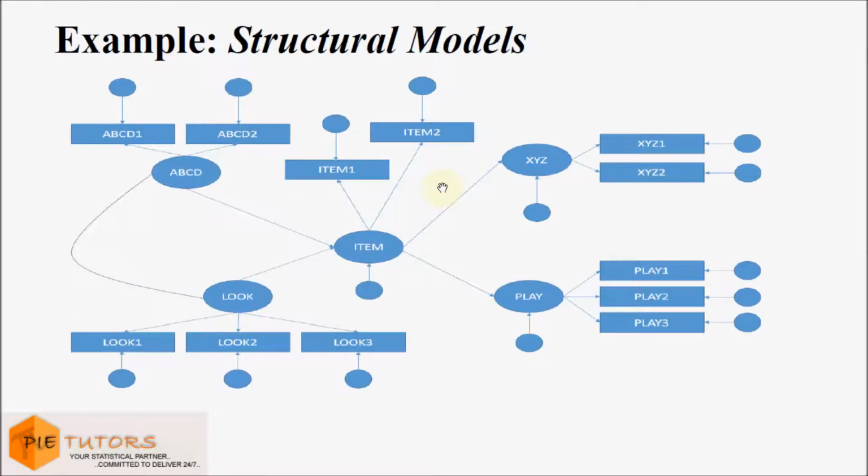So here is an example of a structural model. In this example, we have 5 latent variables. Each of these variables has a different number of indicators. For example, the latent variable look has 3 indicator variables. Similarly, the latent variable play has 3 indicators. The latent variable item has 2 indicators. The small circles attached to the indicator variables represent the error term associated with that variable. This error term is associated with these variables because we assume that these variables are not measured perfectly.